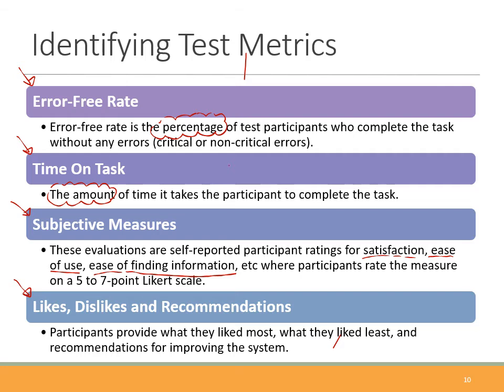And the last metric that is considered here is likes, dislikes, and recommendations. You can ask the participants to give input about what they like most, what they like the least, and what would be their recommendation of improvements for the system.